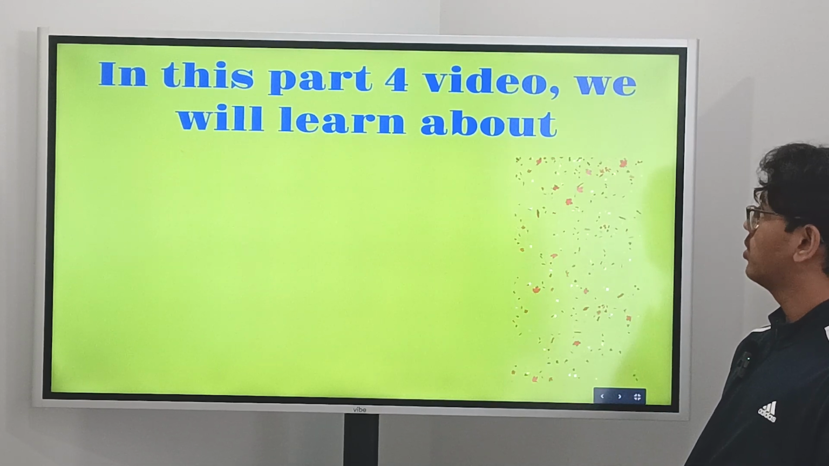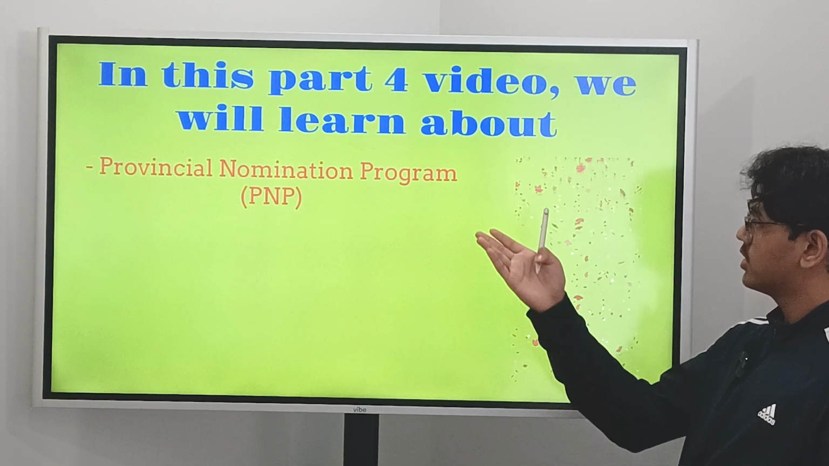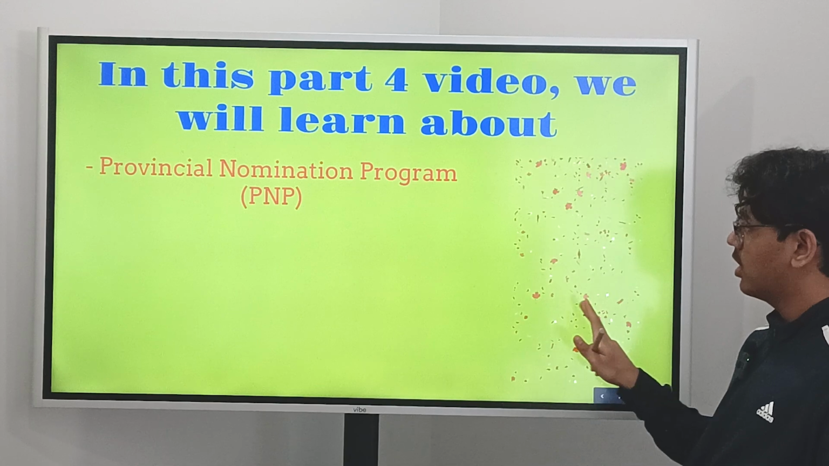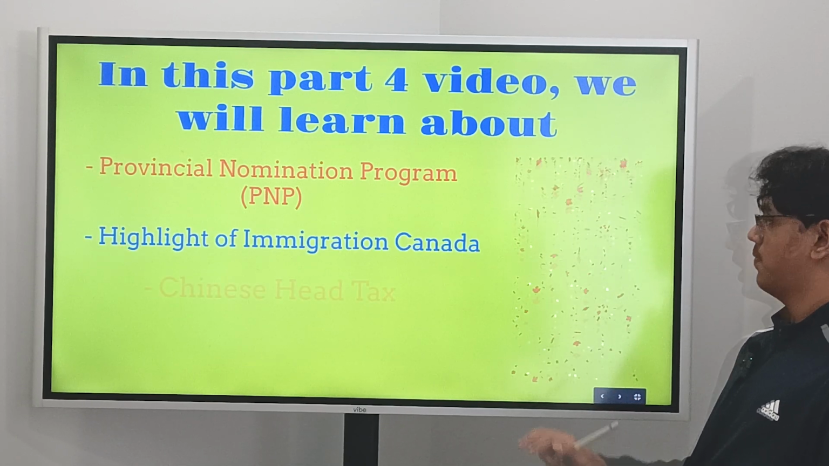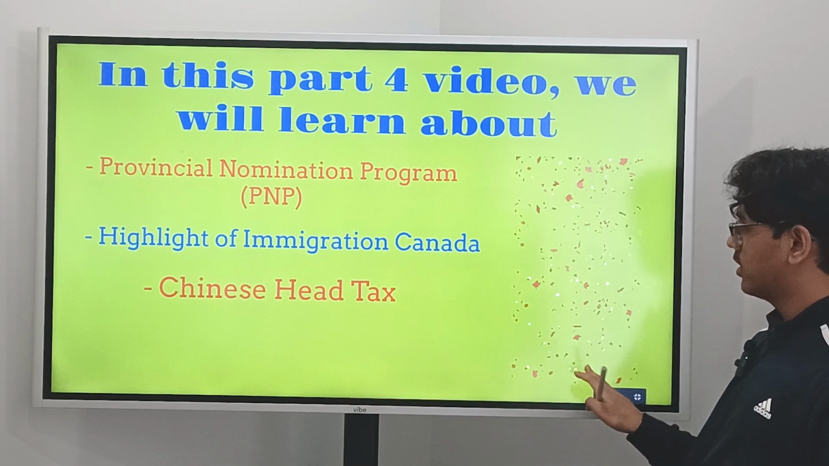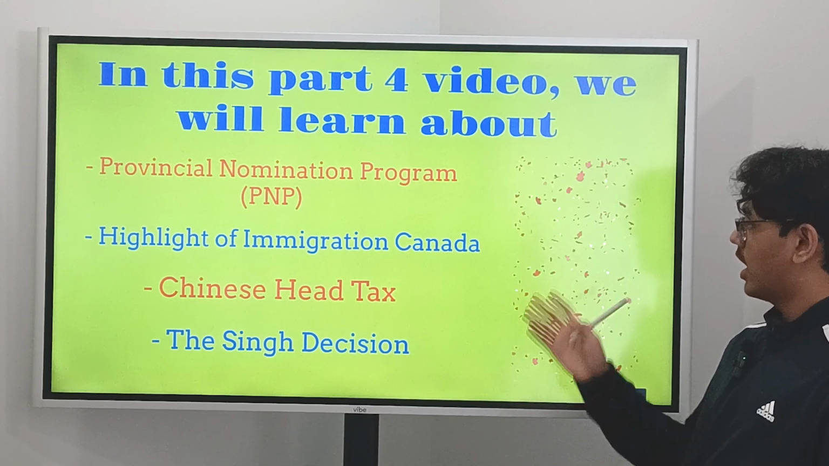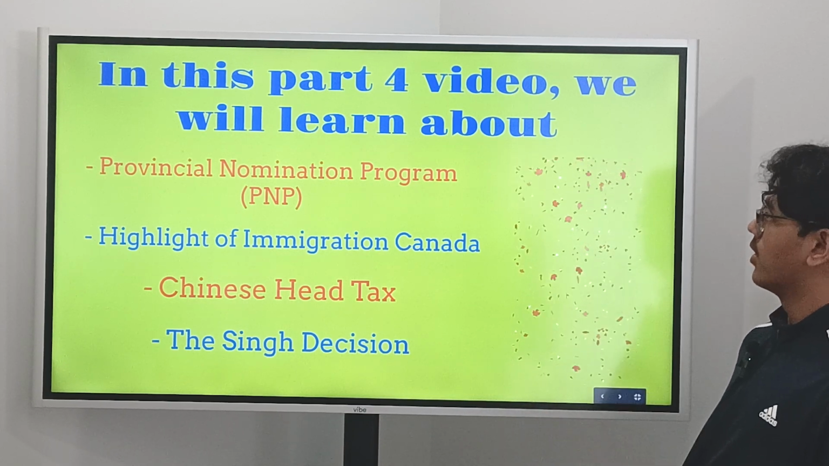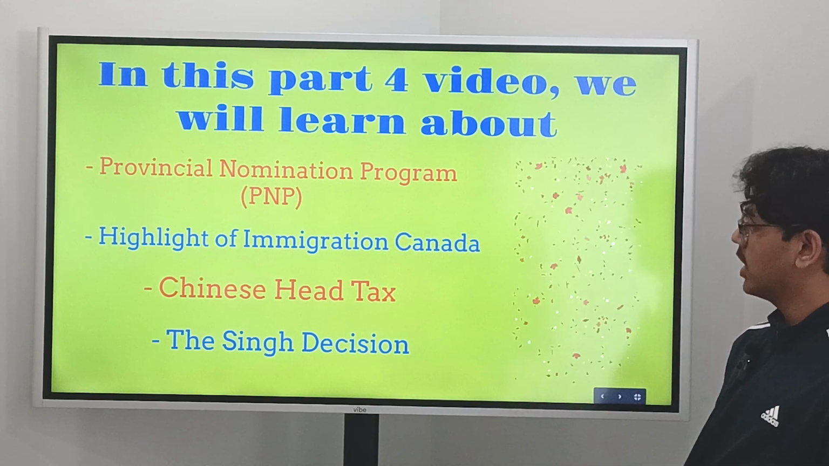In this part 4 video, the first thing we're going to look at is the PNP, otherwise known as the Provincial Nomination Program. The second thing we're going to look at is the highlight of immigration inside of Canada, the Chinese head tax, and finally, fourth, we're going to look at the Singh Decision. We're also going to be looking at some more things about refugees, and we're going to look at those later on in this video. So this is just going to be the main 4 things that we're going to cover in this video.